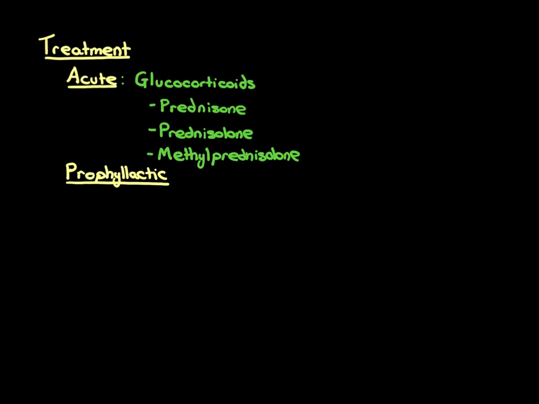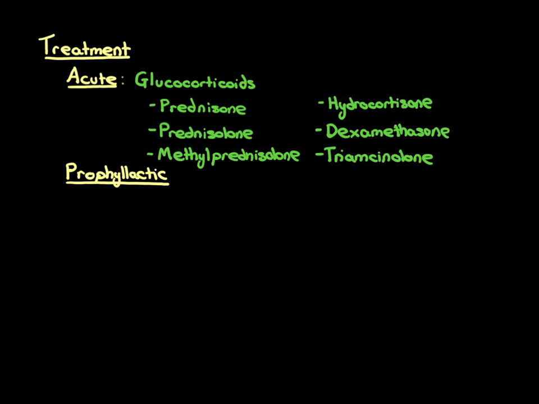More examples of glucocorticoids. Hydrocortisone is a very important example, and this is actually just another name for the endogenous glucocorticoid called cortisol. Two final examples. We have a drug called dexamethasone, a very powerful oral glucocorticoid. And then finally, a drug called triamcinolone. So that's the listy bit over.